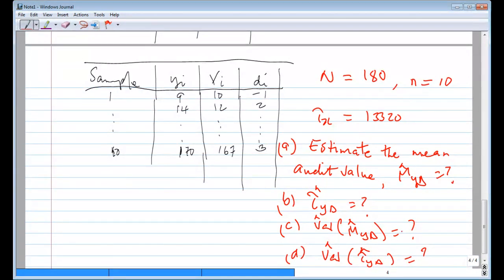So in other words, for number C, you find the estimated variance of the estimated mean and a bound. Find this one and a bound. Even here, number D, you find the estimated variance of the estimated population total and the bound.